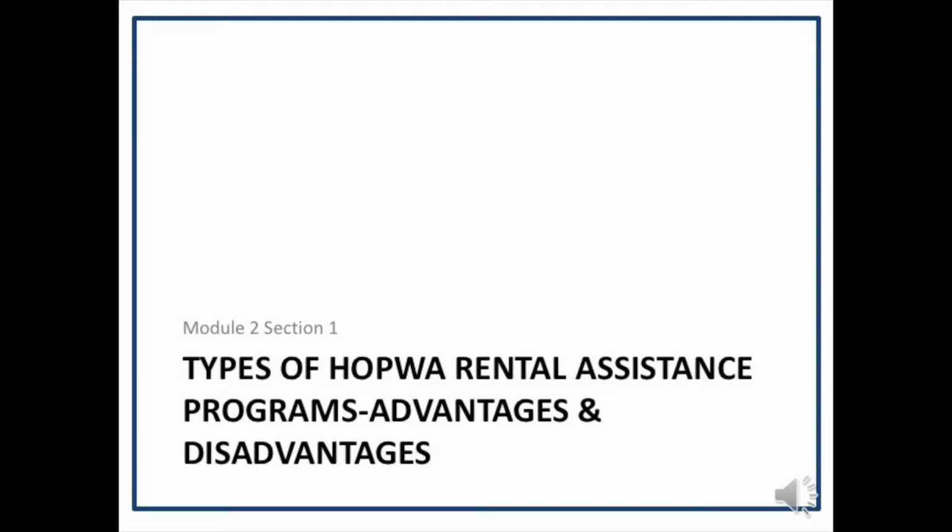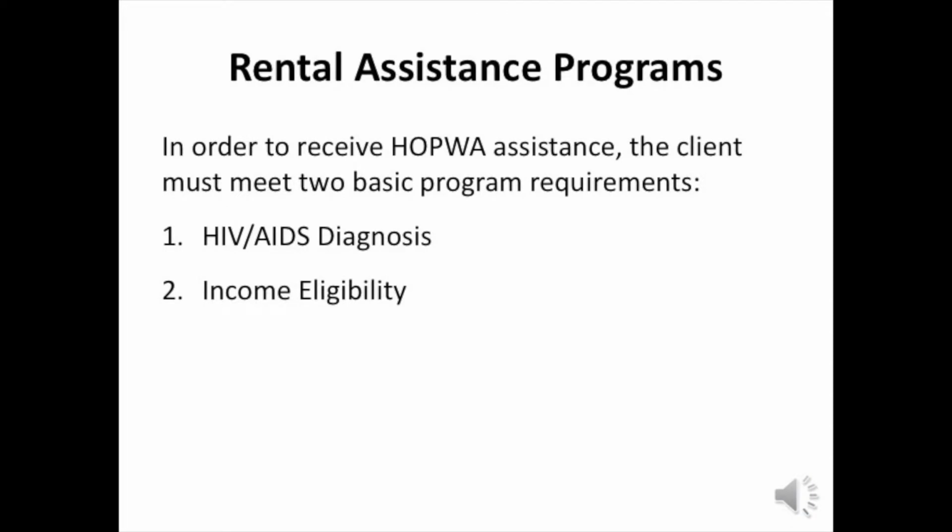In Section 1 of Module 2, we'll be reviewing the types of HOPWA rental assistance programs that currently exist and have a thorough look at the advantages and disadvantages of each. Depending on the needs of this population, HOPWA rental assistance programs may be designed as transitional or permanent housing. Grantees and project sponsors should clearly define the length of time clients may continue receiving rental assistance and reflect any limitations in the program policies and in the client participation agreements.